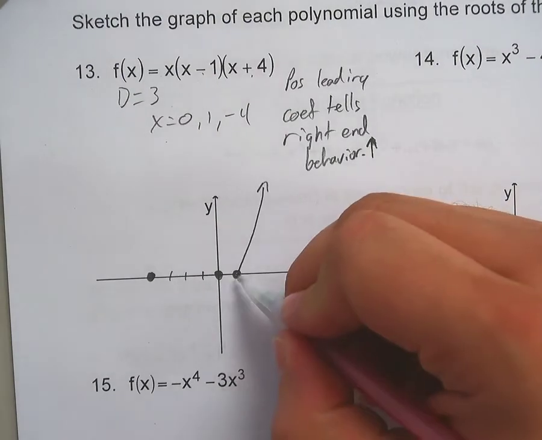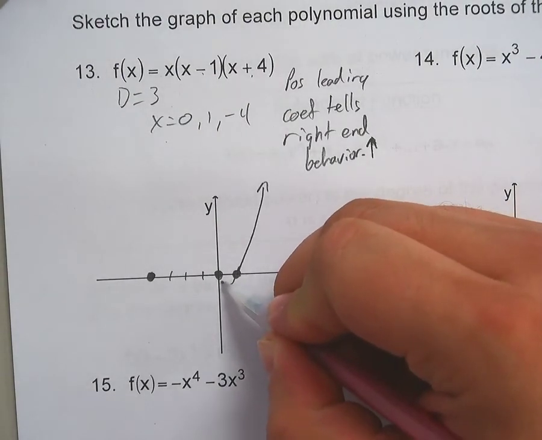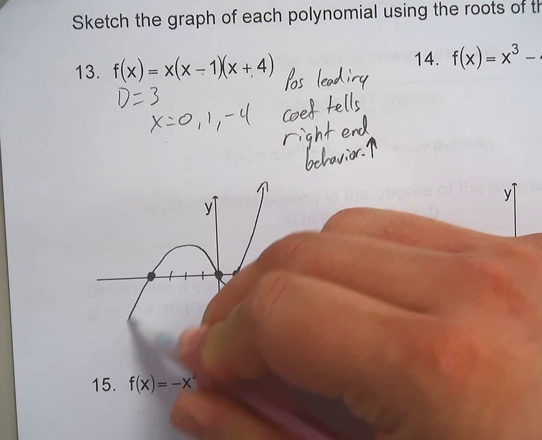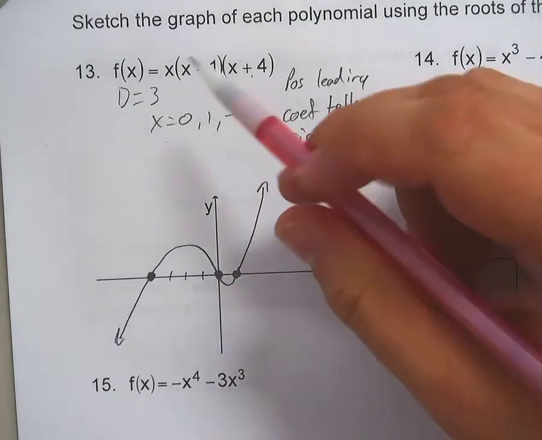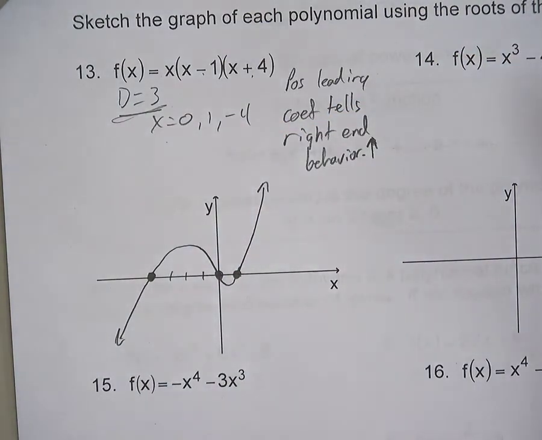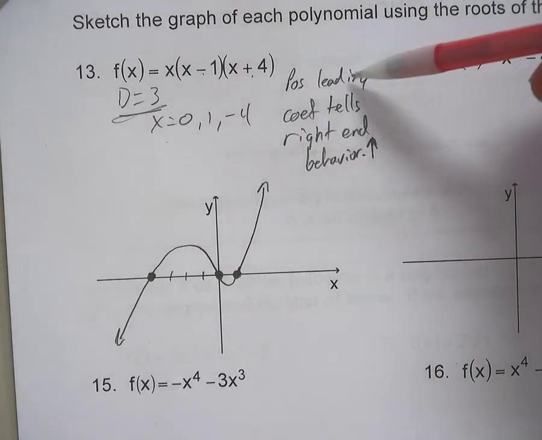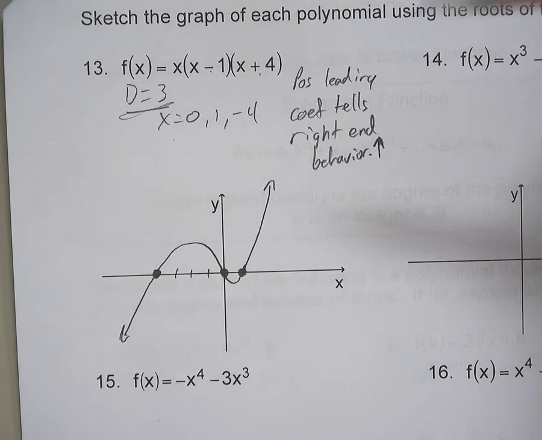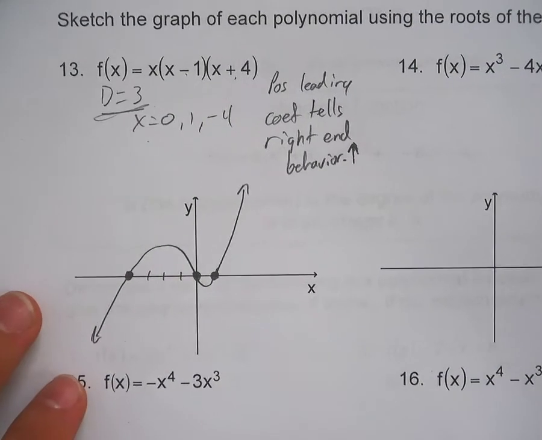So these are all single roots, so I'm going to cross, cross, and cross. My degree is 3, so my 2 ends should go the opposite way. Remember, we talked about this being an odd function. It means that the 2 ends are going to go opposite directions, one up and one down. So since the right hand was going up, that means the left has to go back down. Okay?